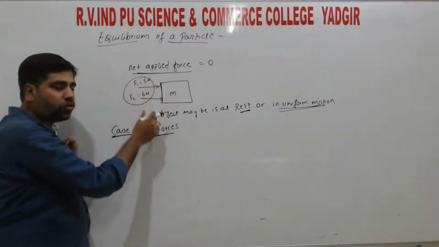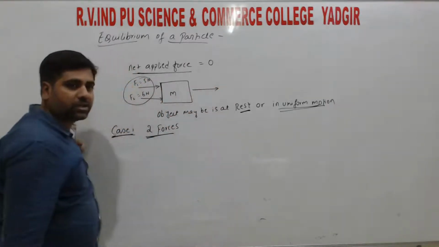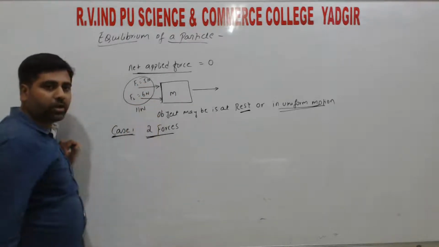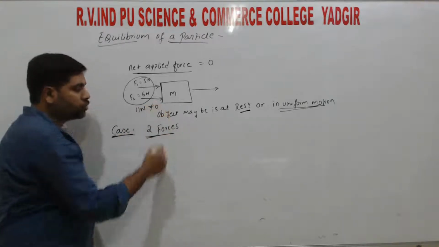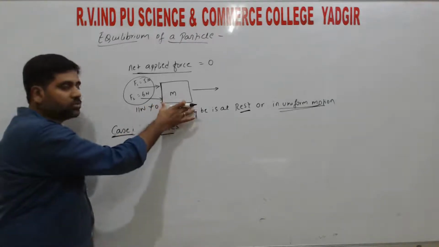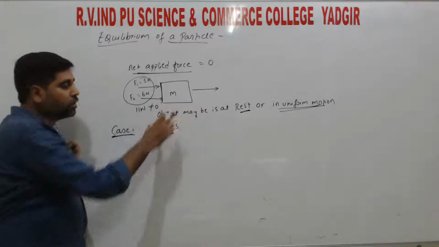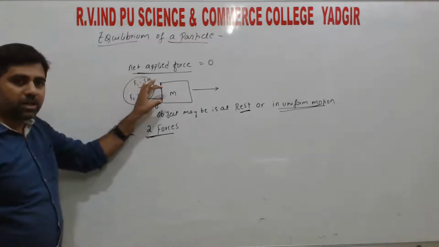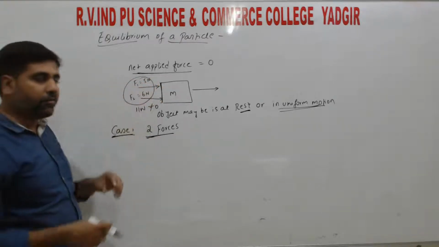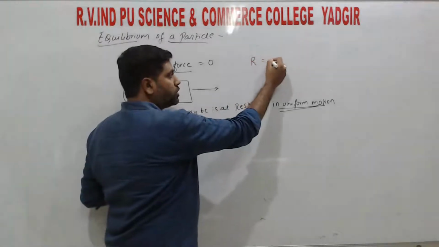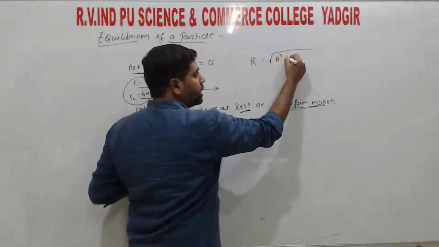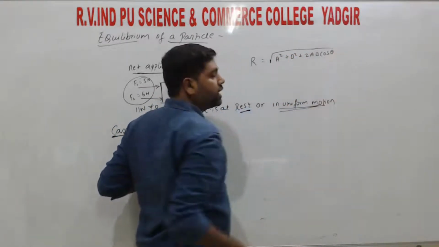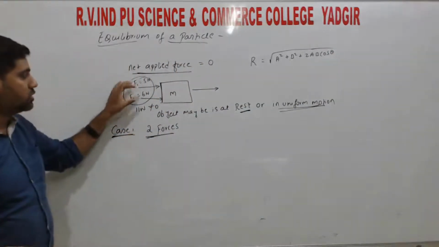So the resultant force is in the same direction. The net force acting on the object is 5 plus 6, that is 11 Newton. So this 11 Newton is not equal to 0, which means the object is not in equilibrium. Now we have considered two forces. In the first case, when we apply two forces in the same direction, from vectors we have the formula: resultant force R equals square root of a square plus b square plus 2ab cos theta, to find the resultant of any two forces, any two vectors.